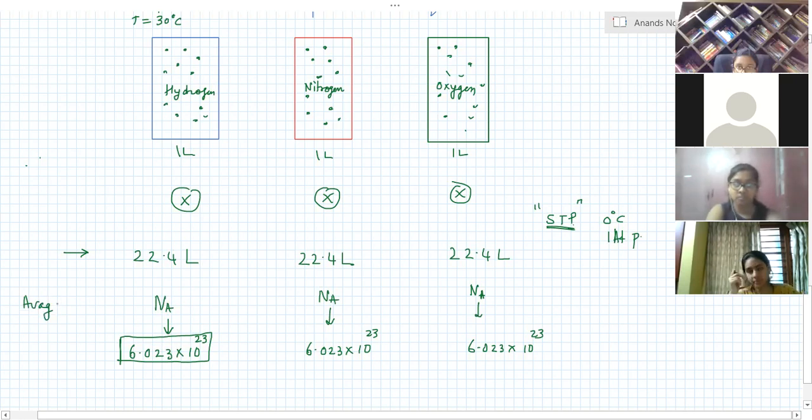Na, Avogadro's number. This is a very huge number, 6.023 times 10 raised to 23. Please remember, this is a very important value for you to keep in your mind.